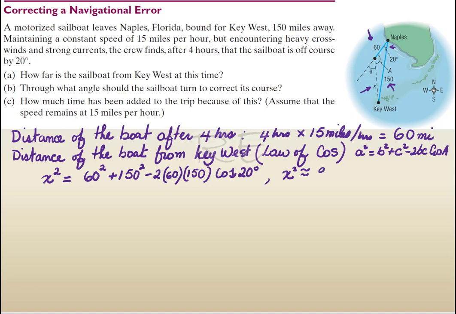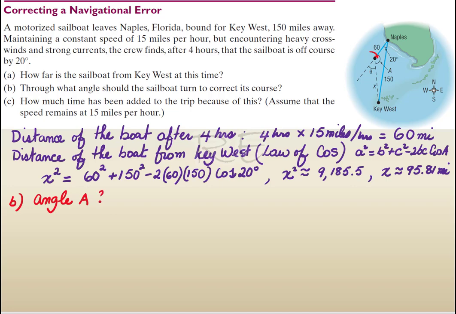Using the calculator, x squared is approximately 9,185.5, and x is the square root of 9,185.5, which is approximately 95.81 miles. Through what angle should the sailboat turn to correct its course?